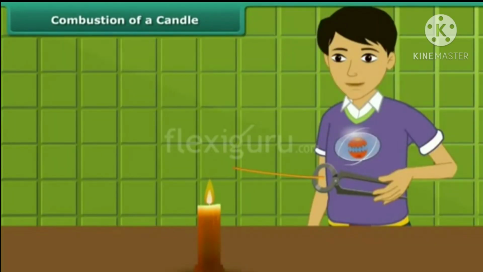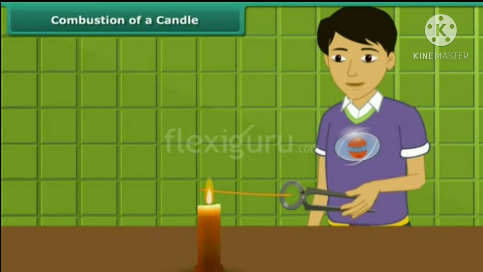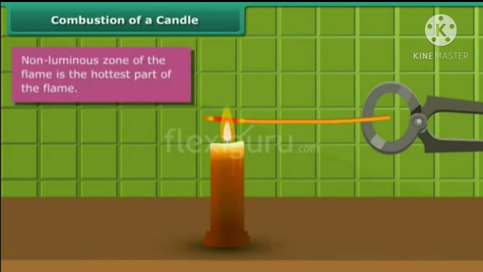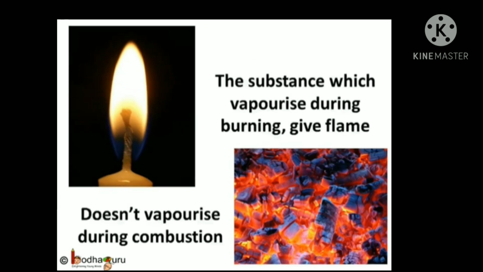Now hold a thin long copper wire just inside the non-luminous zone of a flame for about 30 seconds. Notice that the portion of the copper wire just outside the flame gets red hot. This indicates that the non-luminous zone of the flame has a high temperature, or it is the hottest part of the flame. Now, combustion can be with flame or without flame. The substances which vaporize during burning give flame. The substances which do not vaporize during combustion do not give flame.